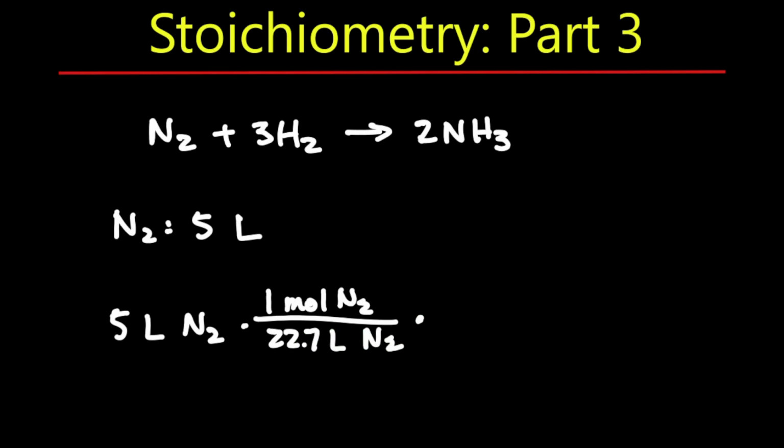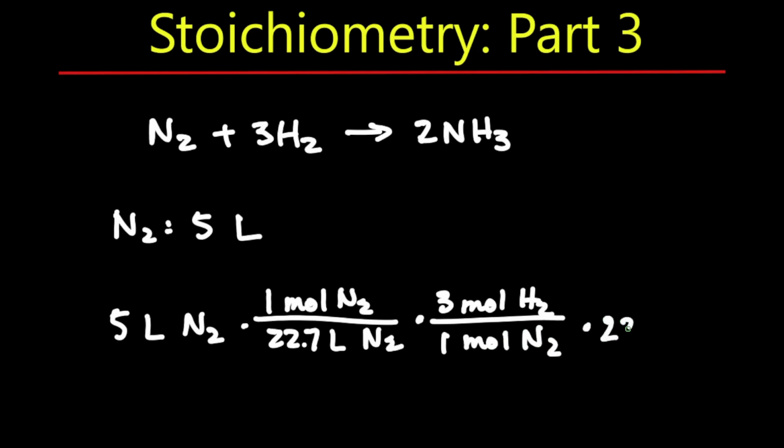And then we want to find volume of hydrogen, right? So we need moles of hydrogen first. 3 moles of H2 over 1 mole of N2. And then we need to multiply that by 22.7 liters per mole of H2. So that's a negative 1 there. Let me just rewrite that quickly. There you go, that's a negative 1 there. And this should be, you guessed it, 15 liters of H2.